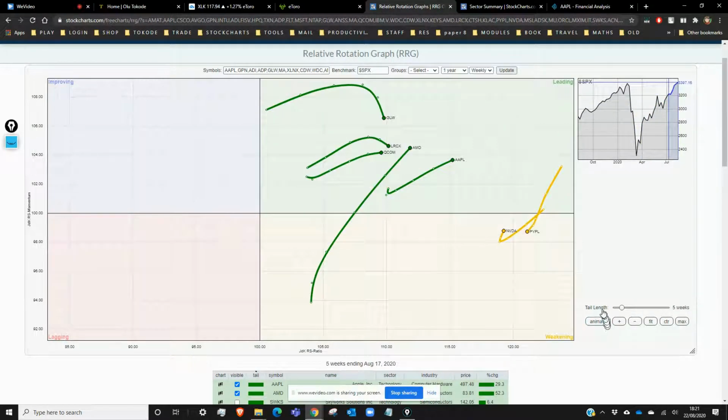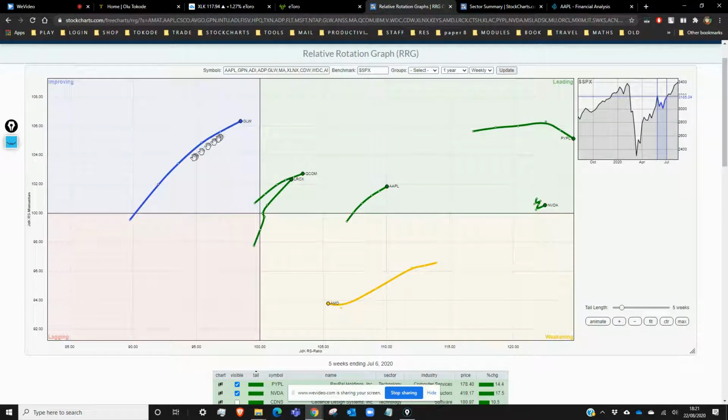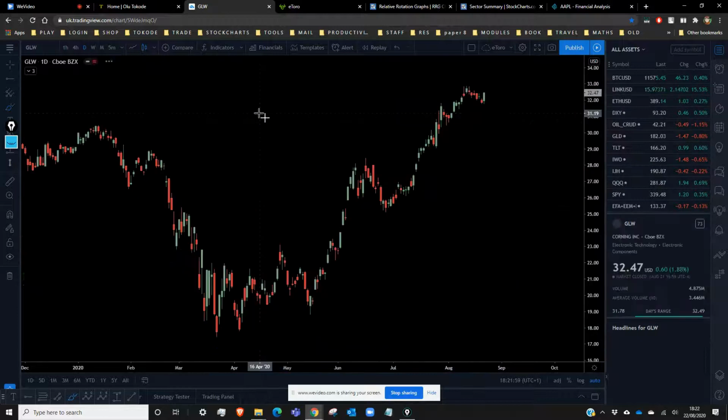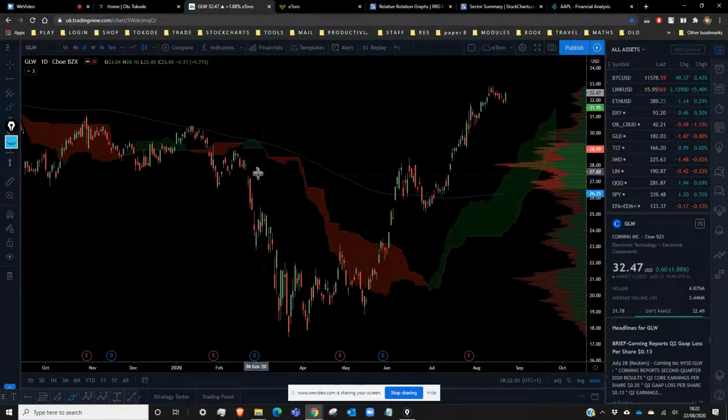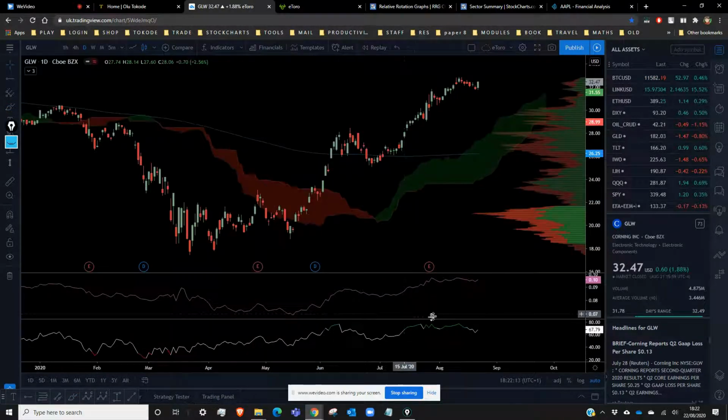So go back gradually. Turning. Wow. Let me see what that looks like. GLW. It's not too bad. Relative strength is kind of flat. I don't like that. I need stocks that are outperforming the SPY.